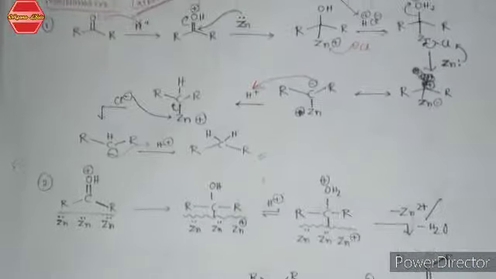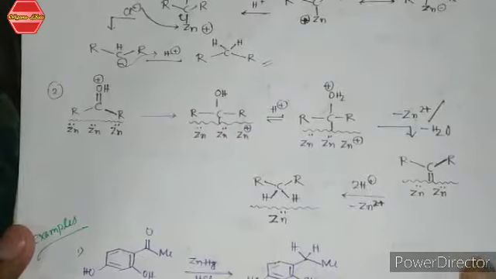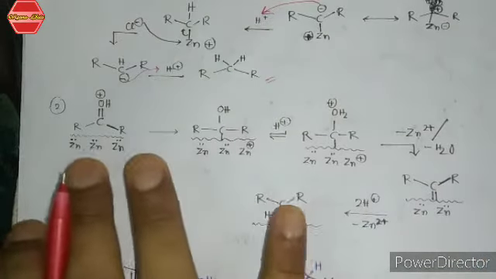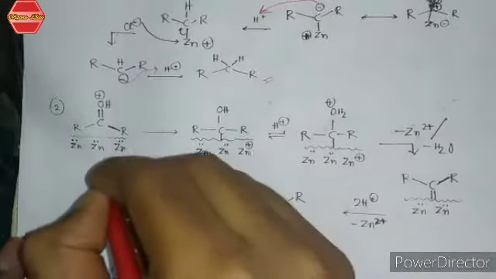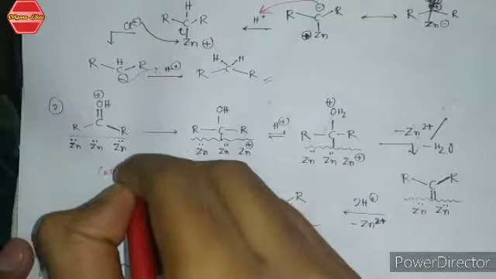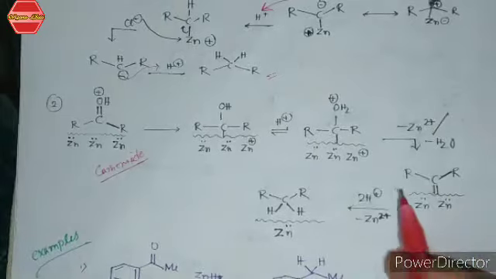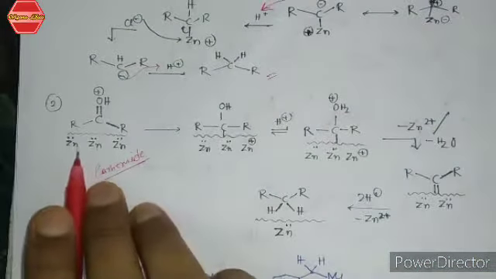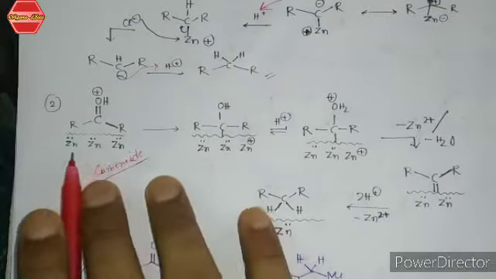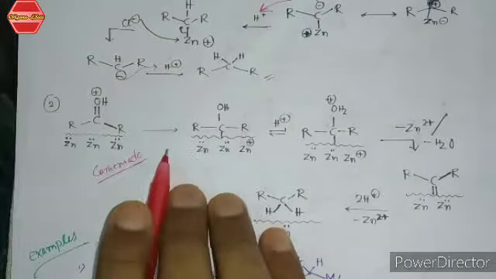Now there is another type of mechanism which is proposed for this Clemmensen reduction, that is the carbenoid based. Okay, so this is our carbenoid based. Now see how the mechanism proceeds in case of the carbenoid system.